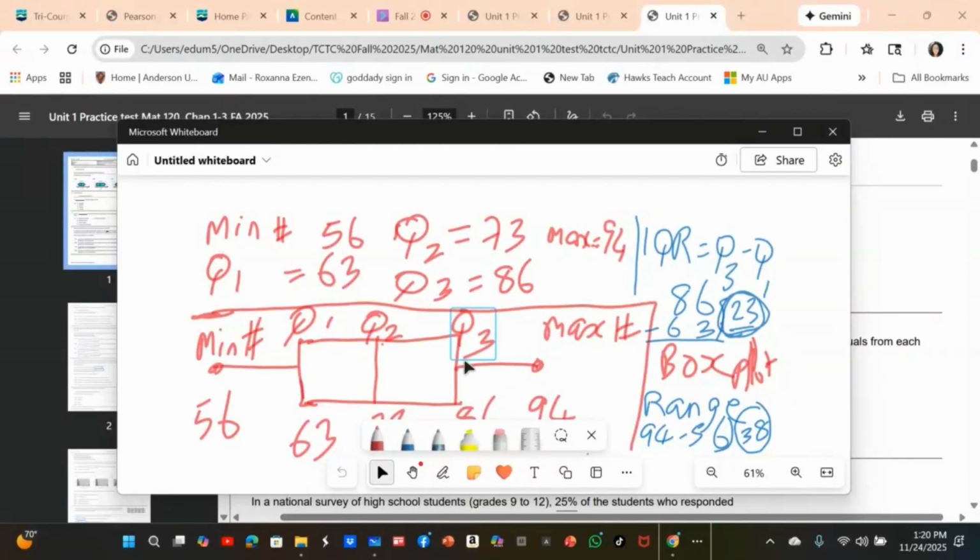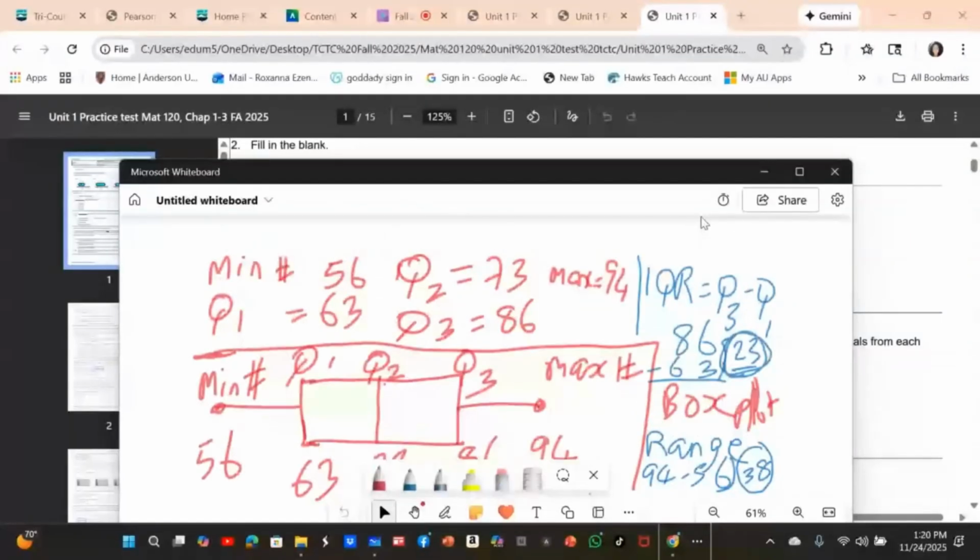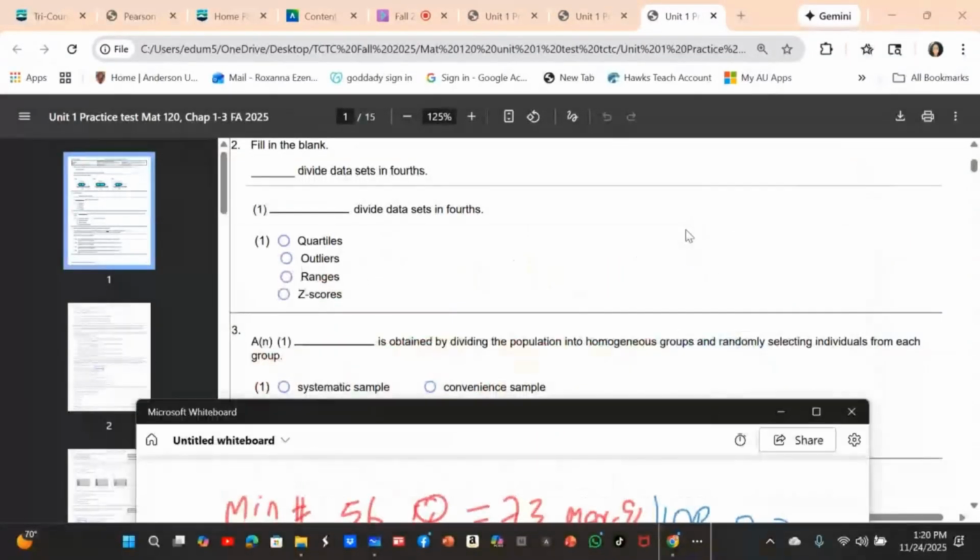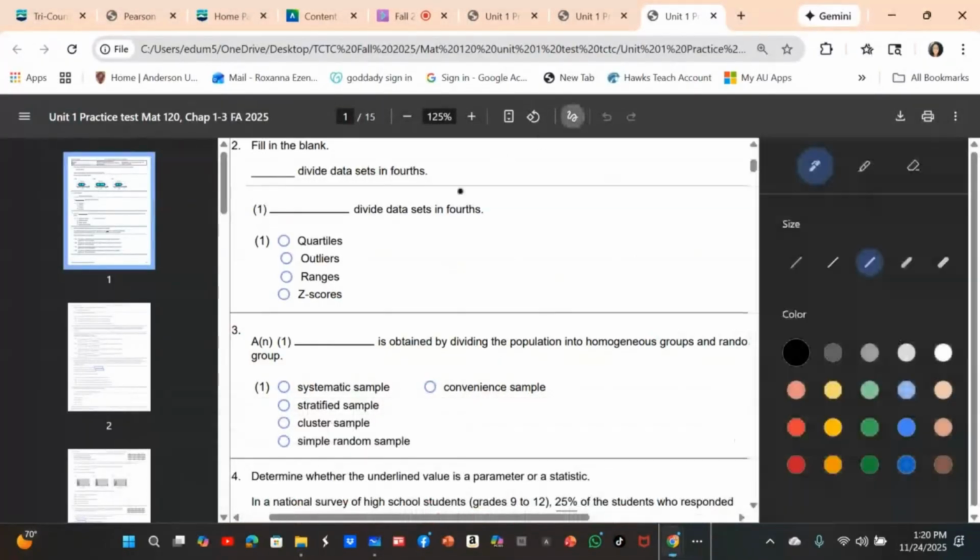Therefore, your answer to question number 2 is the quartiles. The quartiles divide any data into 4. So it's always good to use a box plot to answer question number 2 in that practice test. Your answer here should be: the quartiles divide any data set into fourths, like I just showed.